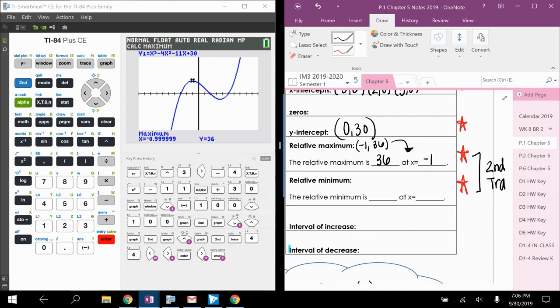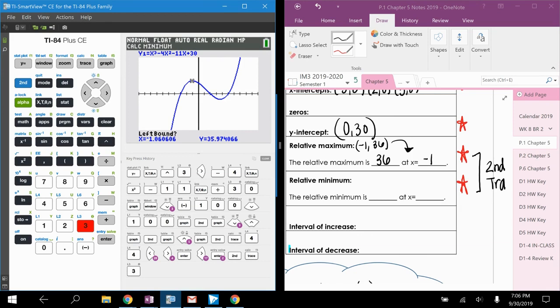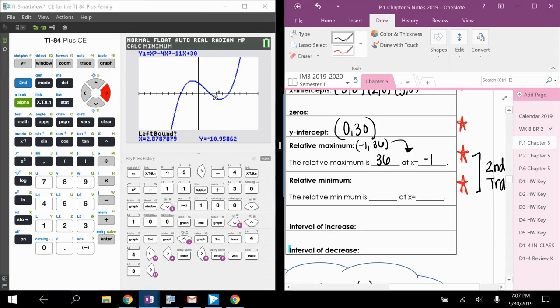Now let's do the same thing but for min. So second trace again. But now we want min, so click number 3. Now, here's your min right here, somewhere around the lines over here. I want to get this cursor somewhere on the left side. So I'm just going to move it a little closer just to be more accurate. The closer, the better. Okay, so a little bit to the right, the left of that min. Here's my min. That cursor's on the left side.